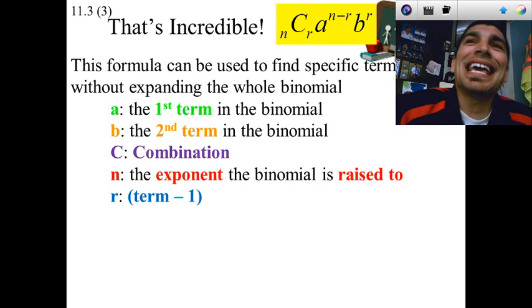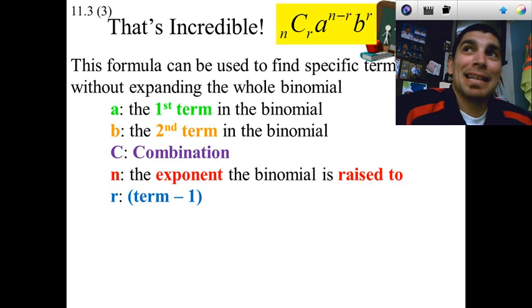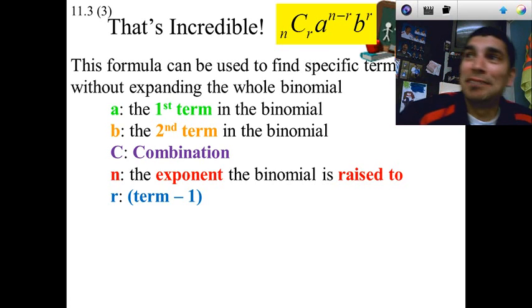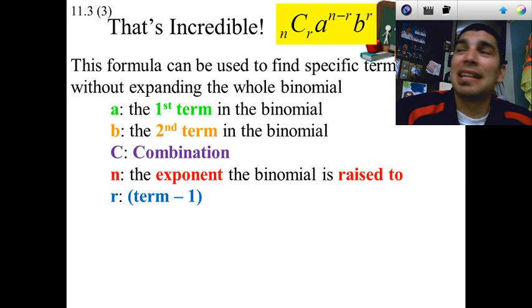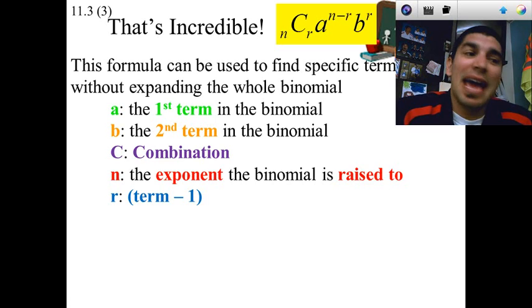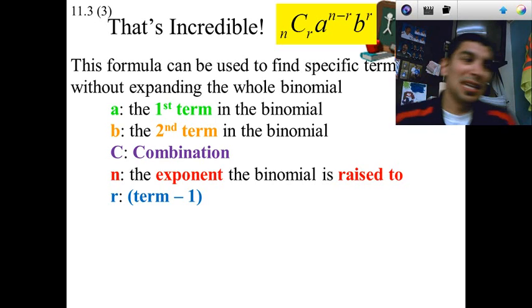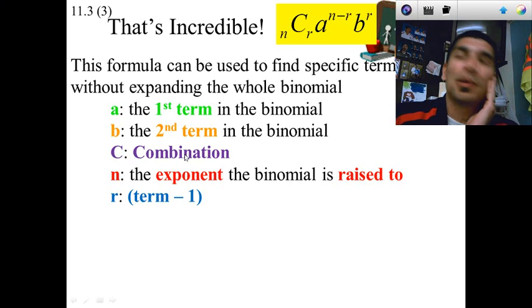But if this Incredible formula, "that's incredible," helps you memorize it, then guess what? Then my job is done. Then you actually know the formula and you don't have to memorize anything else. N, C, R, A to the N minus R times B to the R. Okay. Each piece means something. A is the first term. B is the second term. C is a combination on your calculator. N is the exponent.